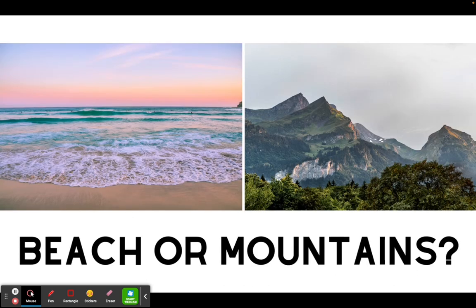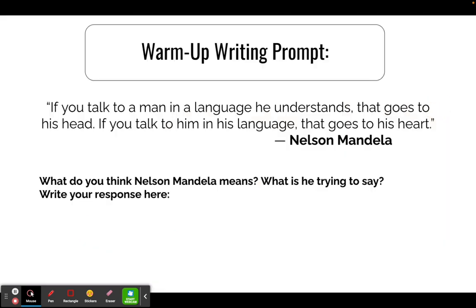Okay, now we're moving on to day 2, which should be Tuesday and Wednesday. We are starting a nonfiction unit. We're going to first start off with a warm-up writing prompt. This is a quote from Nelson Mandela. If you talk to a man in a language he understands, that goes to his head. If you talk to him in his language, that goes to his heart. So I want you to look at that quote, think about it, and tell me what comes to your brain when you read this. What is he trying to say?